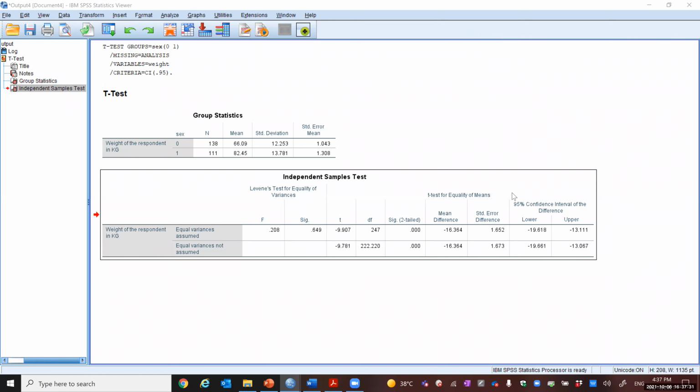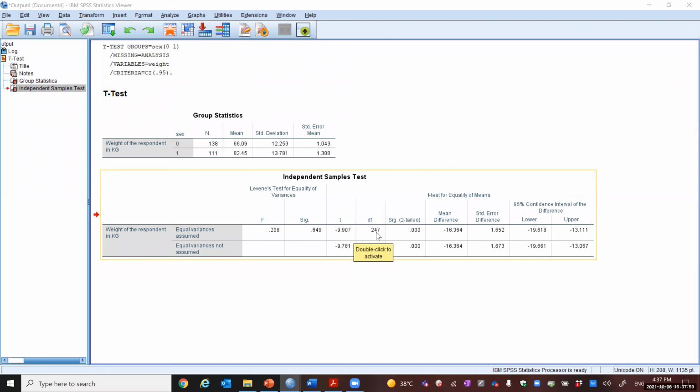The question is, because in both rows, the first row. Yes, exactly, the first row, because we are assuming that the variances across both groups are equal. Okay, so if we interpret the first row, this is the t statistic which the t-test is giving us, which is minus 9.9.